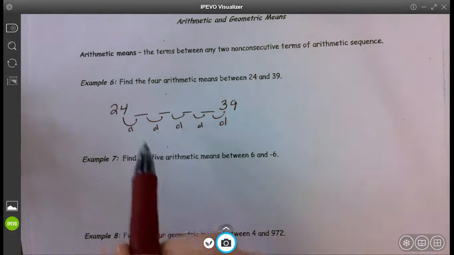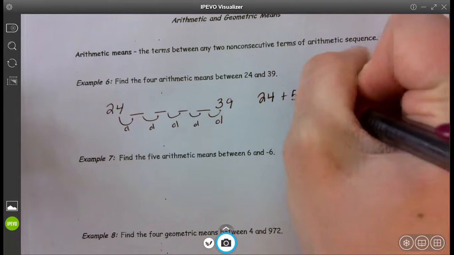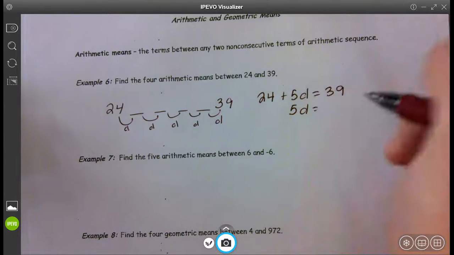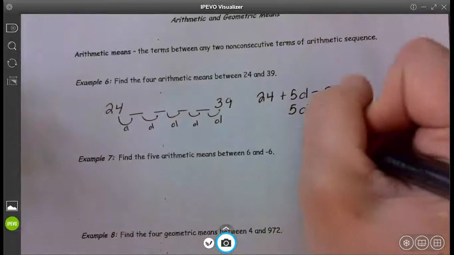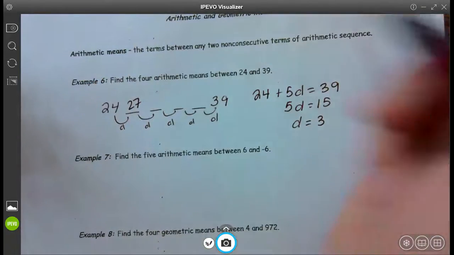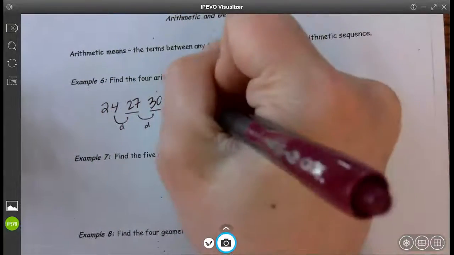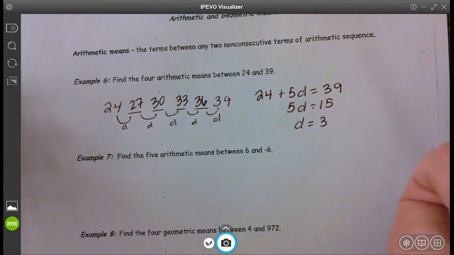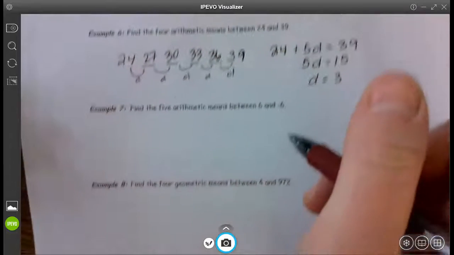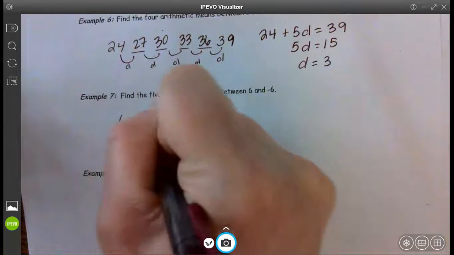So if I have 4 arithmetic means, that means I had 5 common differences that I added. So I went with 24 and I started to add 5 common differences. When I solve, my common difference is 3. So my numbers are 27, 30, 33, 36. Yes. Okay. All right. Find 5 arithmetic means between the numbers.